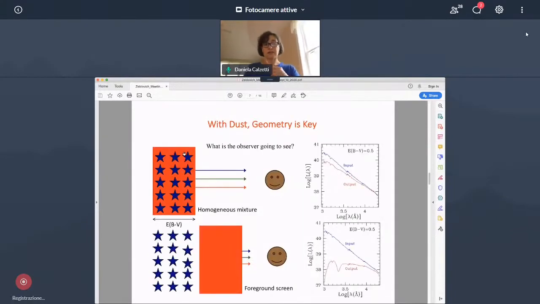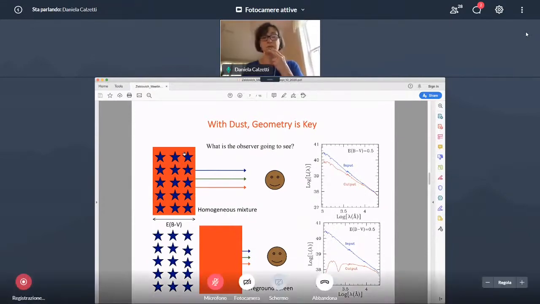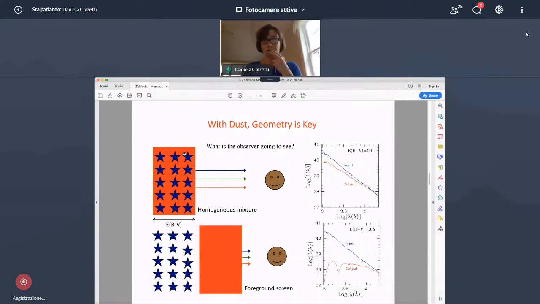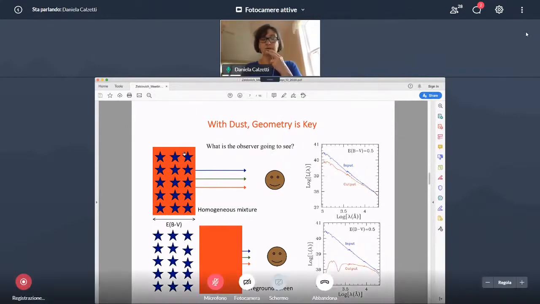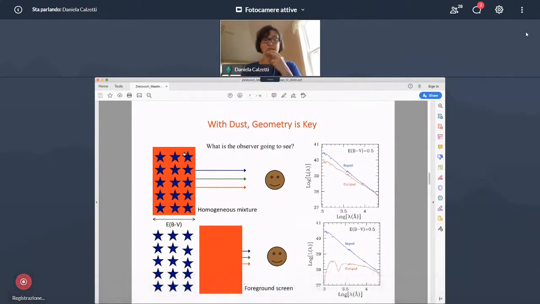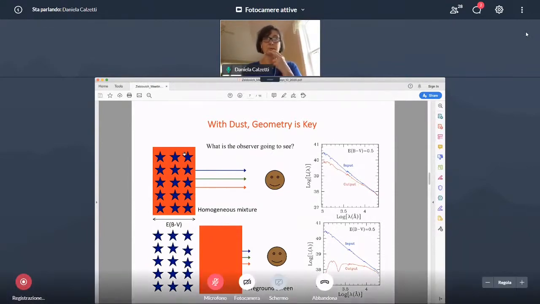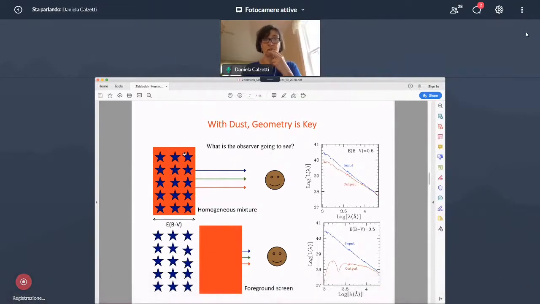In order to appreciate why geometry is key, I have prepared a cartoon of the same stellar population and the same layer of dust, but two different geometries. In the top geometry, the dust and the stars are homogeneously mixed together. These are just toy models. In the second example, the dust is the same amount, the same thickness, but positioned in front of all the stars.